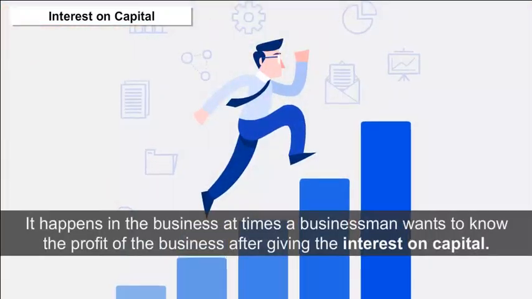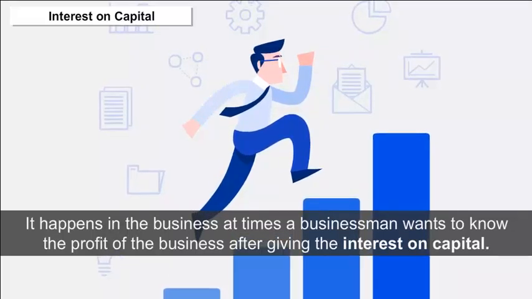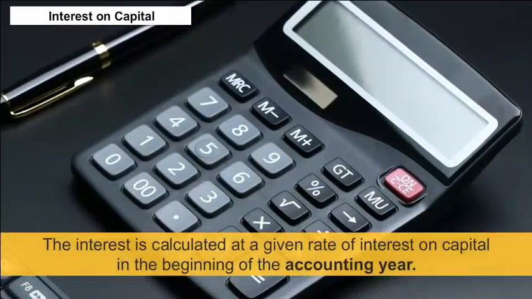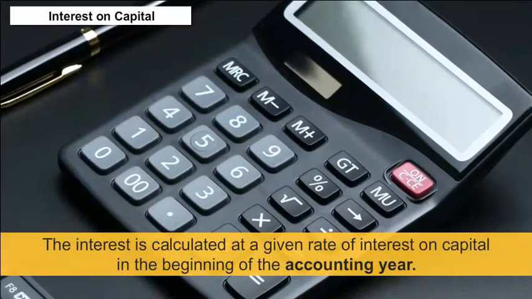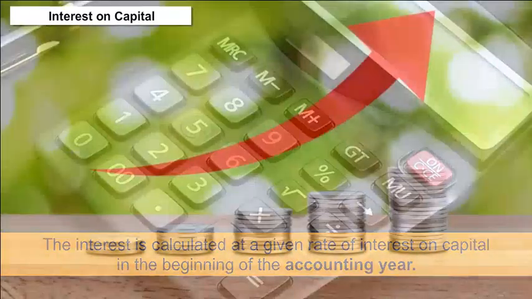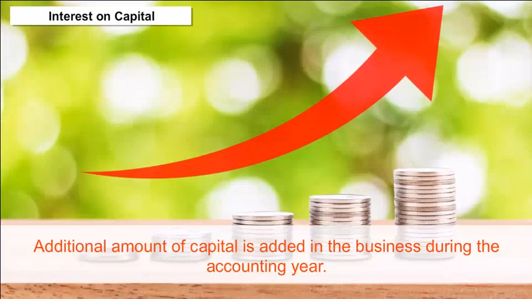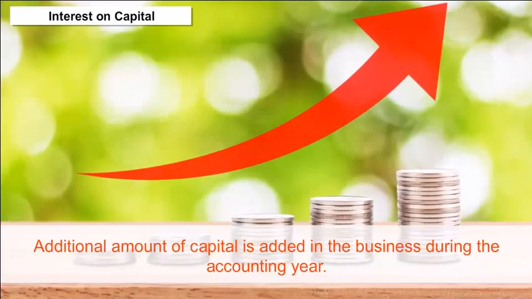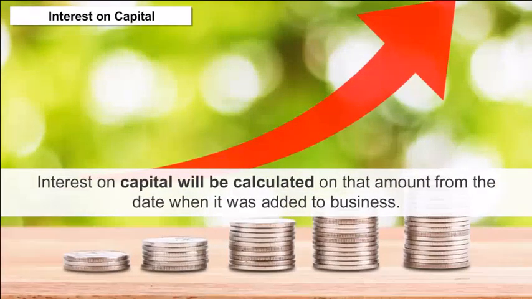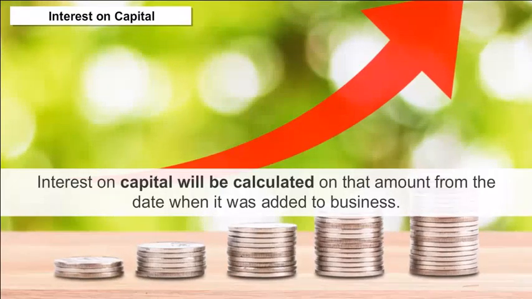It happens in business at times that a businessman wants to know the profit of the business after giving interest on capital. The interest is calculated at a given rate of interest on the capital at the beginning of the accounting year. If an additional amount of capital is added in the business during the accounting year, then the interest on capital will be calculated on that amount from the date when it was added to the business.